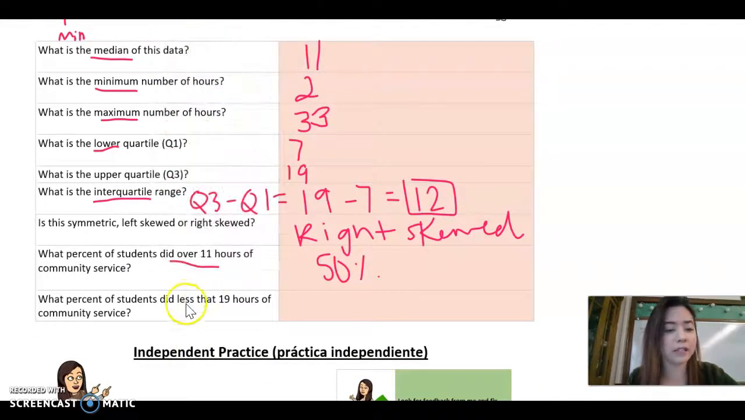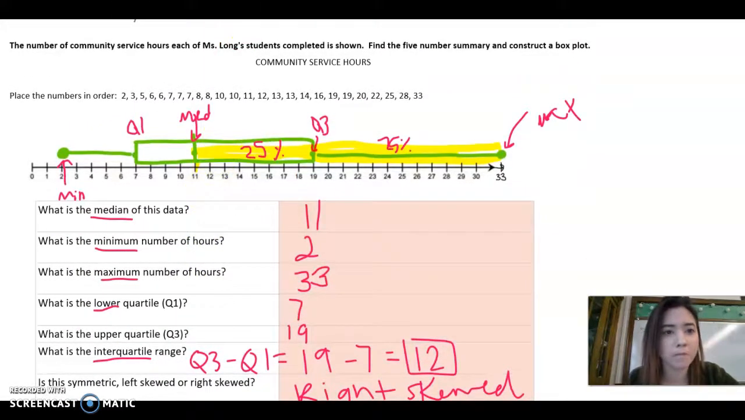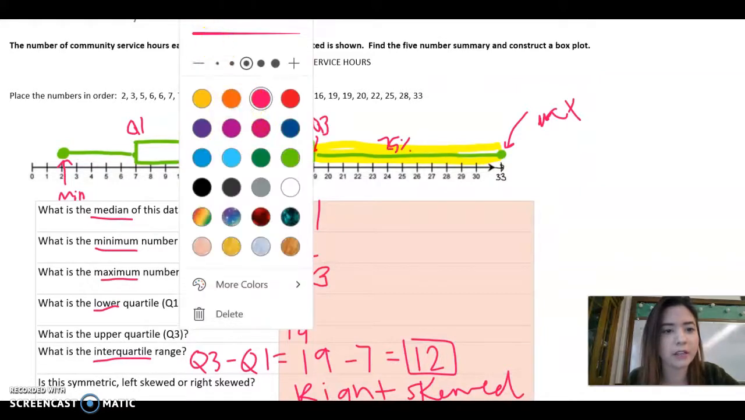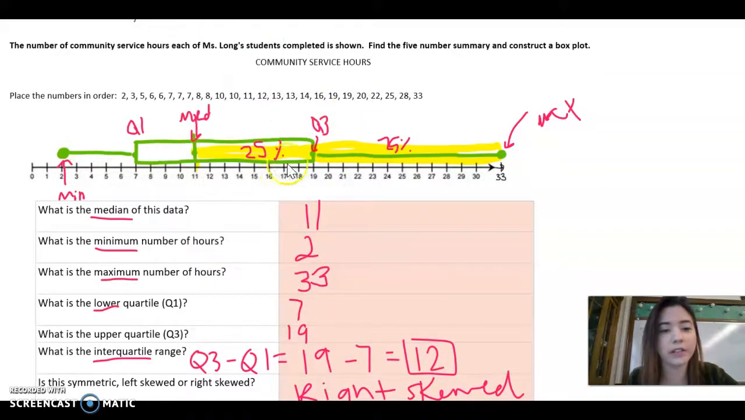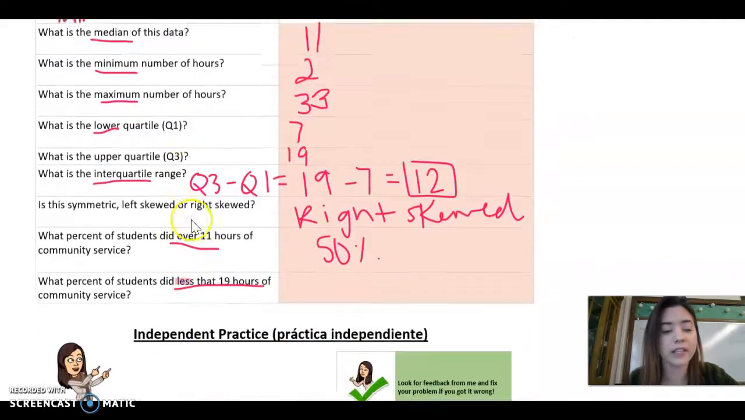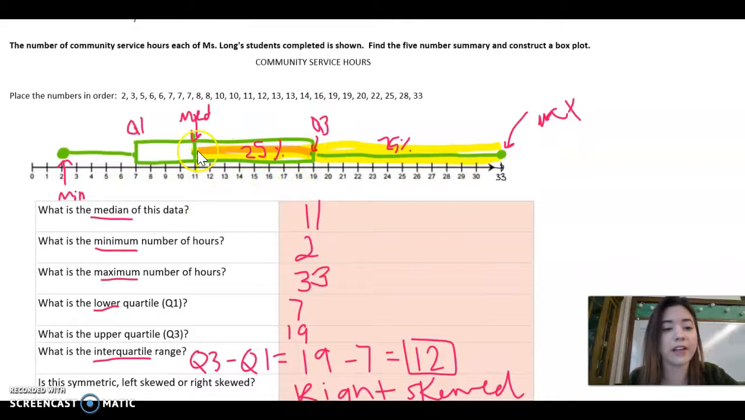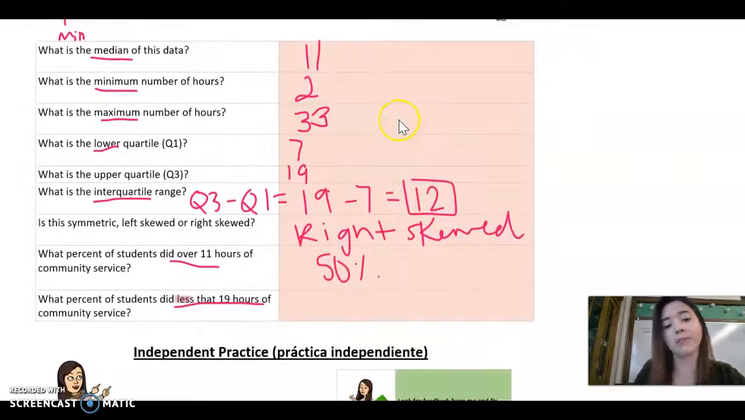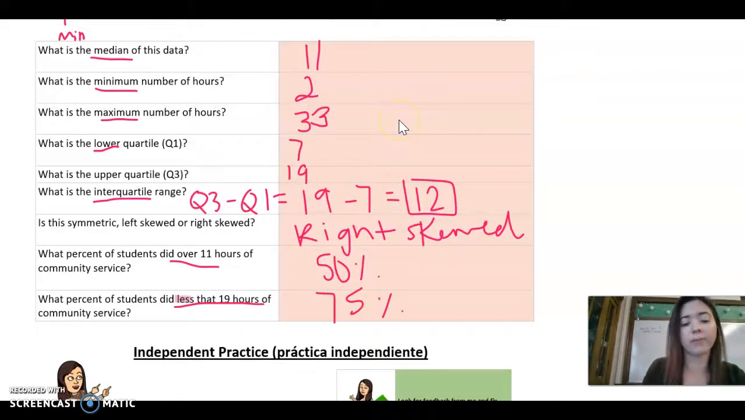All right, and then lastly, how many did less than 19? So where is 19? Let's grab a different highlighter. 19 is right here, and I said less than 19. So all the numbers less than that. So we're looking in this section, and this section. All numbers less than that. Okay, and that is 1, 2, 3, or three sections, or 3/4. How much is 3/4 worth? 75 cents. So my answer is 75%.